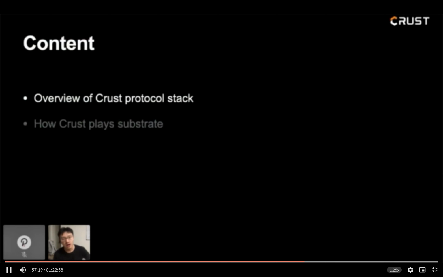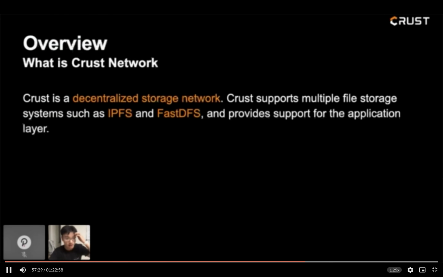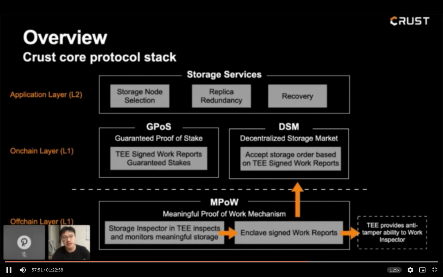Today's topic will be divided into two parts. One is the overview of the Crust protocol stack, and another is how Substrate empowers us. What is Crust Network? Crust is a decentralized storage network, and it supports multiple file storage systems such as IPFS and FastDFS, and provides support for the application layer. So here is the Crust core protocol stack, and I will introduce what each layer does. Generally, it's divided into three layers.